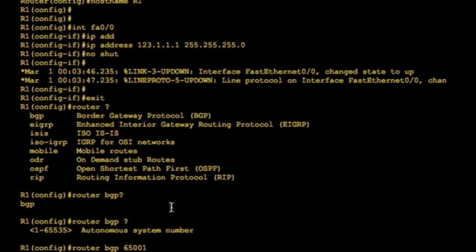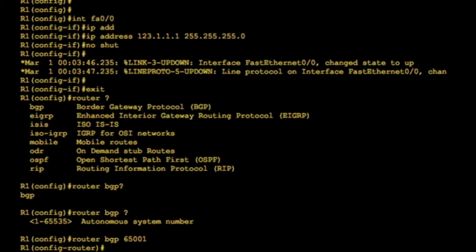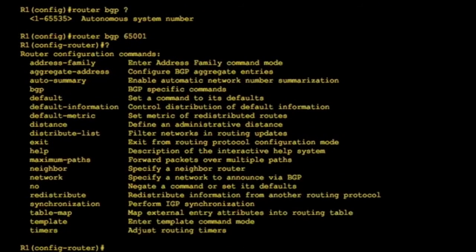So router BGP 65001. Hit return, and now we're in the subset of BGP configuration, and those are all the commands available to us. So all we're going to do today is configure an iBGP session with R2, who's our other router in our AS. So let's go ahead and do that.